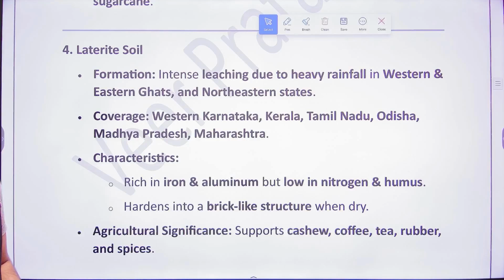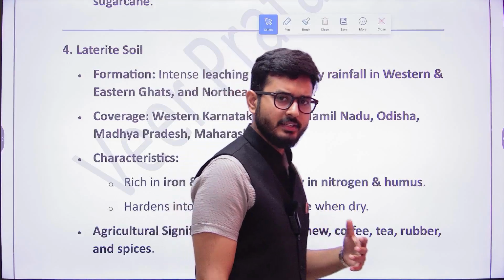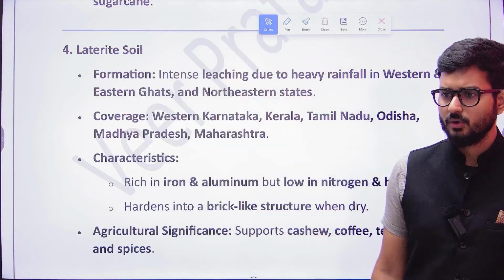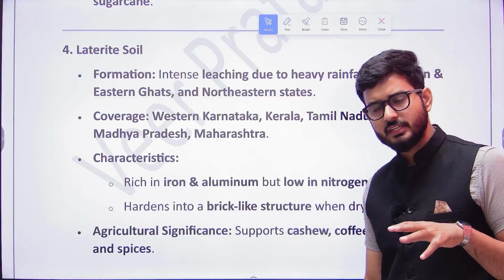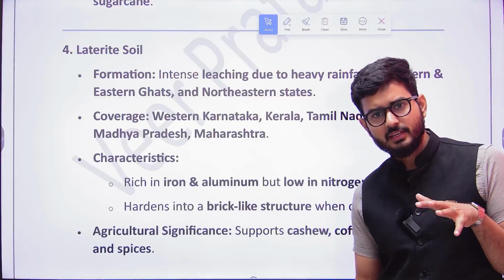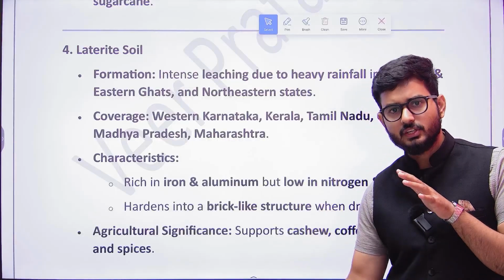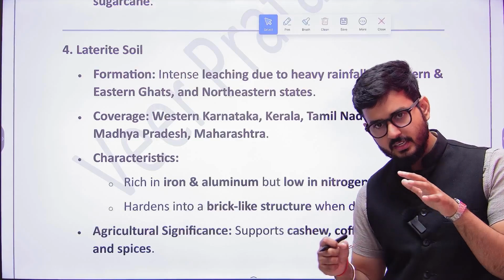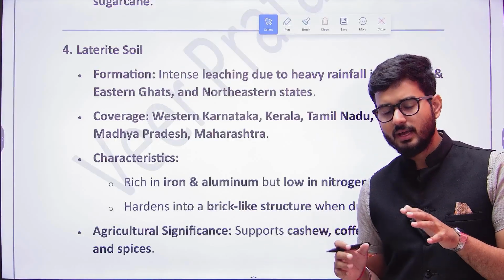Okay, so I hope you have read it and understood that the laterite soil is found where there is intense precipitation and intense climate. Because of the high rainfall, whatever minerals are there in the soil are going to be leached away, removed, and in that leaching away, the good minerals are also removed.